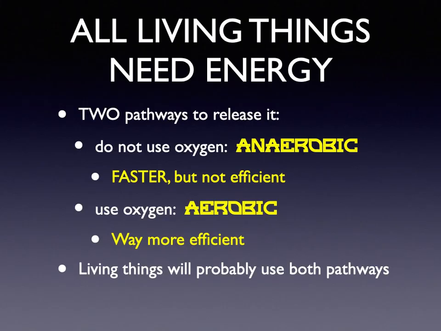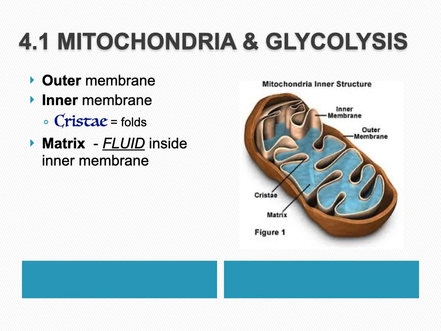All living things need energy. Two pathways to release it. If you do not use oxygen, it's anaerobic. The advantage, it's fast, but it's not very efficient. You can use oxygen, that's aerobic. It's way more efficient, but not as fast. Living things probably use some combination of both.